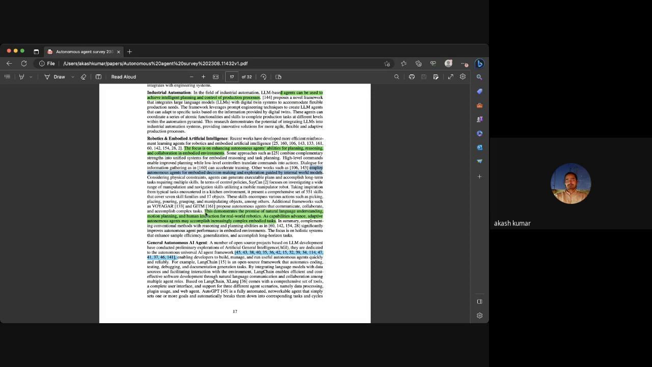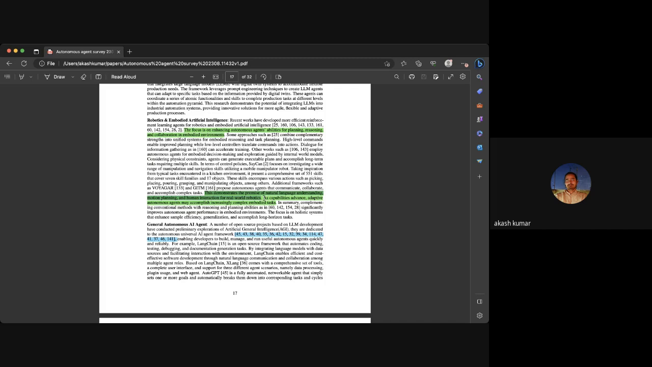So this demonstrates the promise of natural language understanding, motion planning, and human interaction for real world robotics. As capabilities advance, the adapted autonomous agents may accomplish increasingly complex embodied tasks.